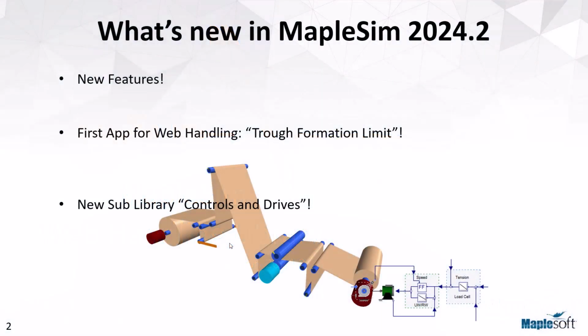So let's start with an overview of what's new in our version. In the next minutes I want to talk shortly about the new features. There are some improvements in our library. I want to introduce our first app for the web handling simulation. This app is called Draft Formation Limit. And finally, I want to talk about a new sublibrary in our web handling library. This sublibrary is controls and drives.